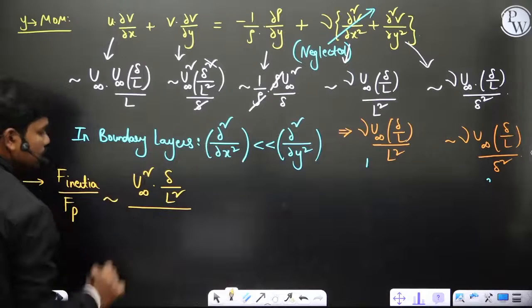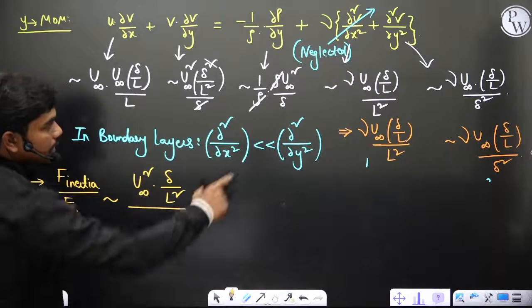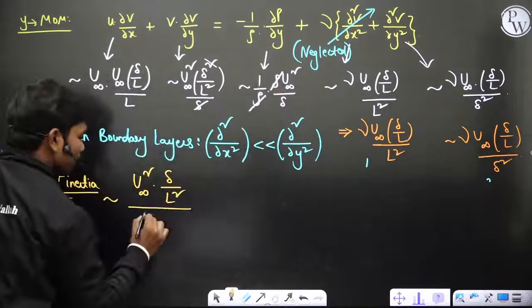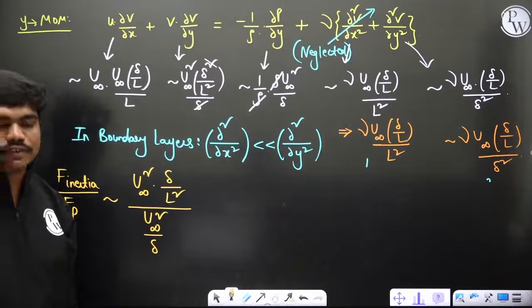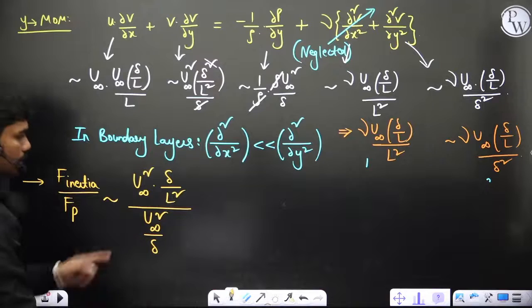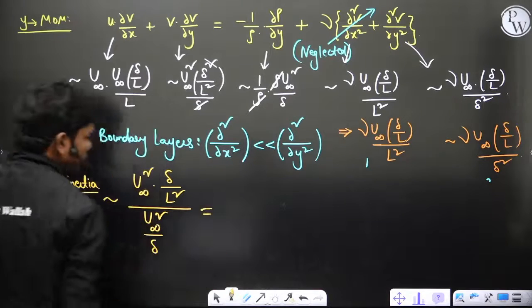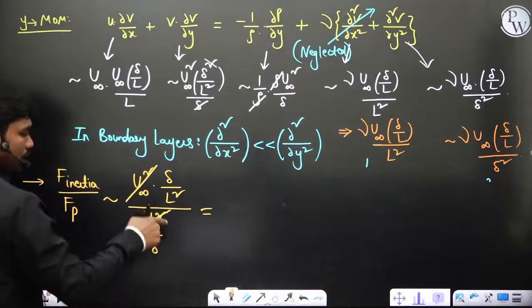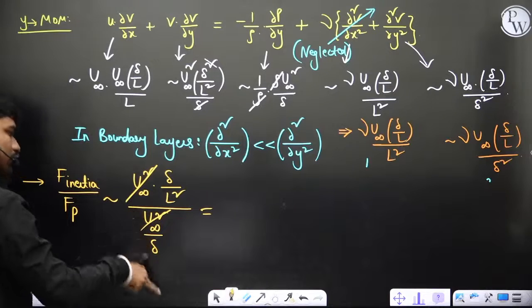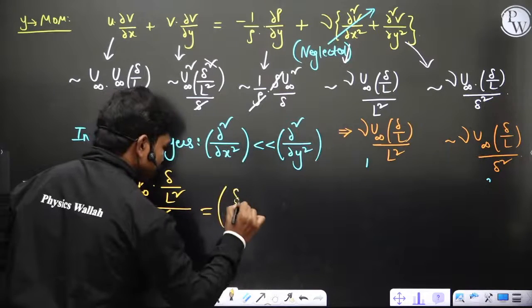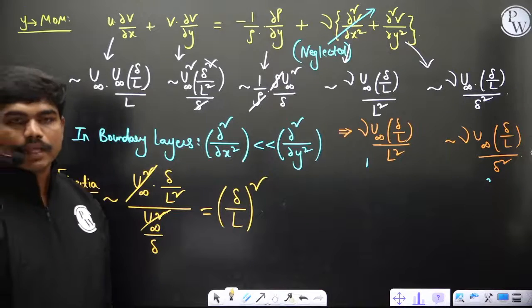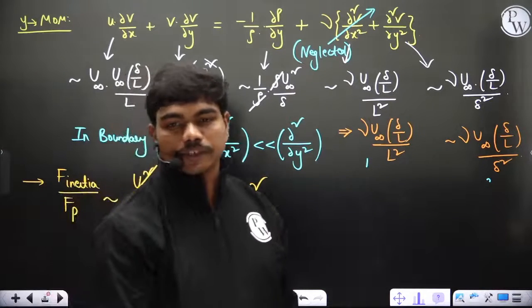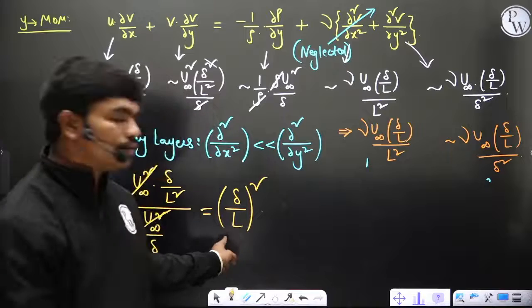So magnitude of this will be this, and this term corresponds to pressure force, you have u infinity square by delta, correct? So this is u infinity square by delta. Now if you see this value, u infinity square and u infinity square get cancelled. This delta, which is in the denominator of the denominator, can be sent to the top. So this expression can be written as delta by L whole square, correct? Yes or no? Type in the chat box. Is this clear to all of you?